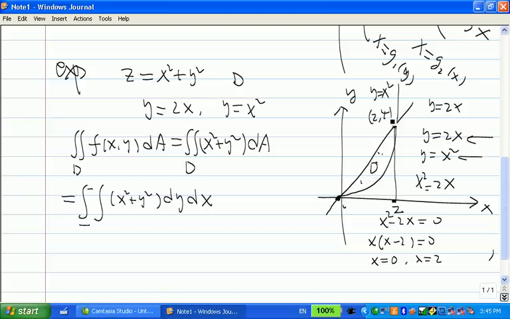Okay. So since dx goes outside, find the restriction for x. We know all the points inside of D have x bigger than 0 and less than 2.